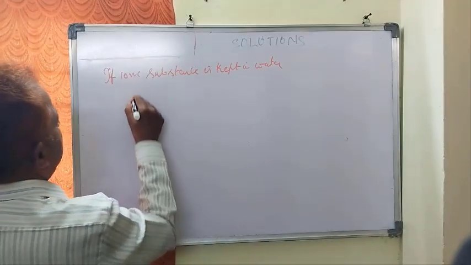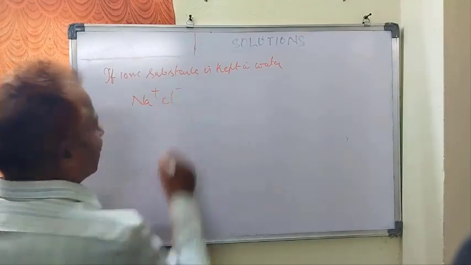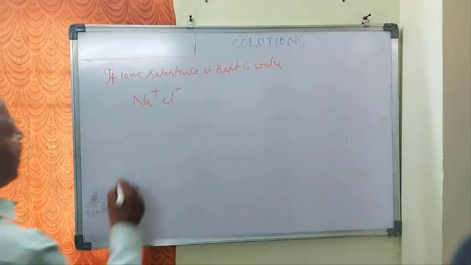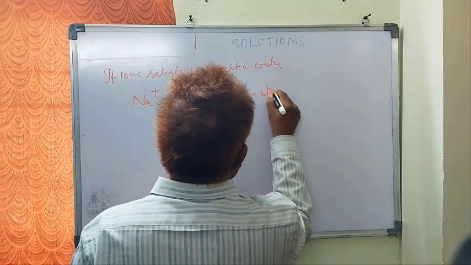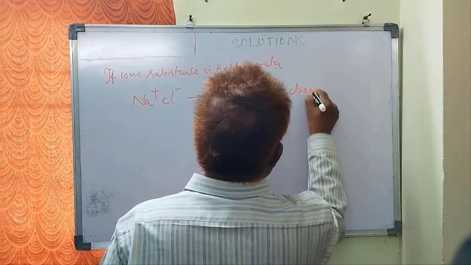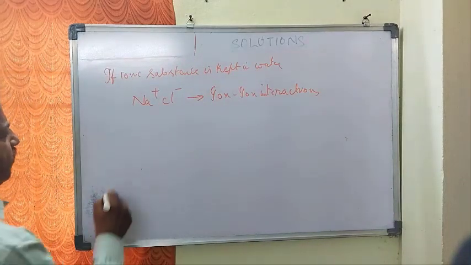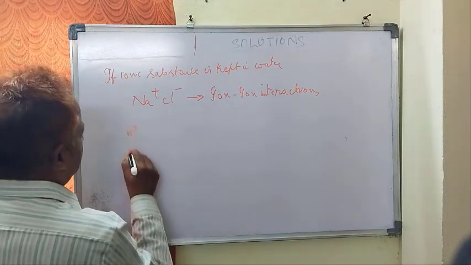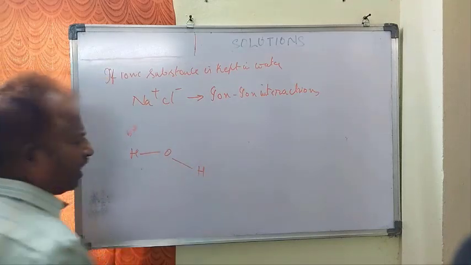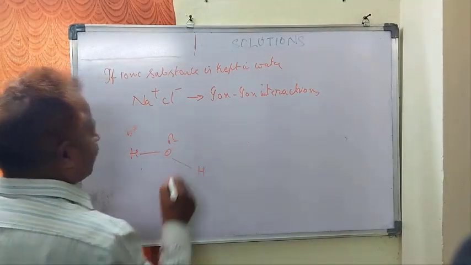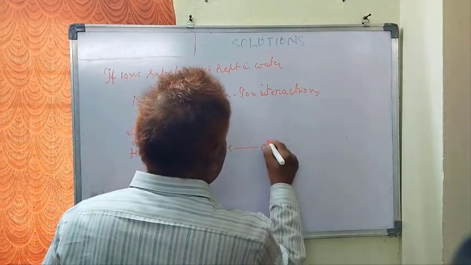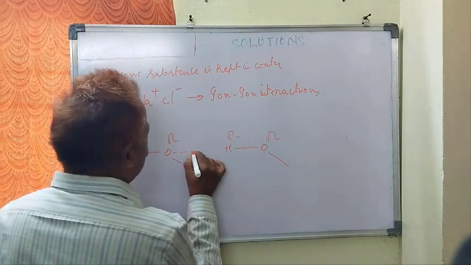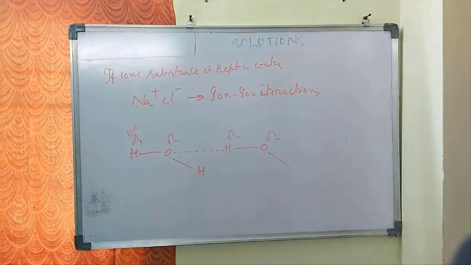So if an ionic substance is kept in water, what happens? Say sodium chloride, Na+ and Cl-. It has ion-ion interactions. Water has a polar covalent bond, therefore it has partial negative charge and partial positive charge. So what do you call this bond? Hydrogen bond. Hydrogen bond is formed.